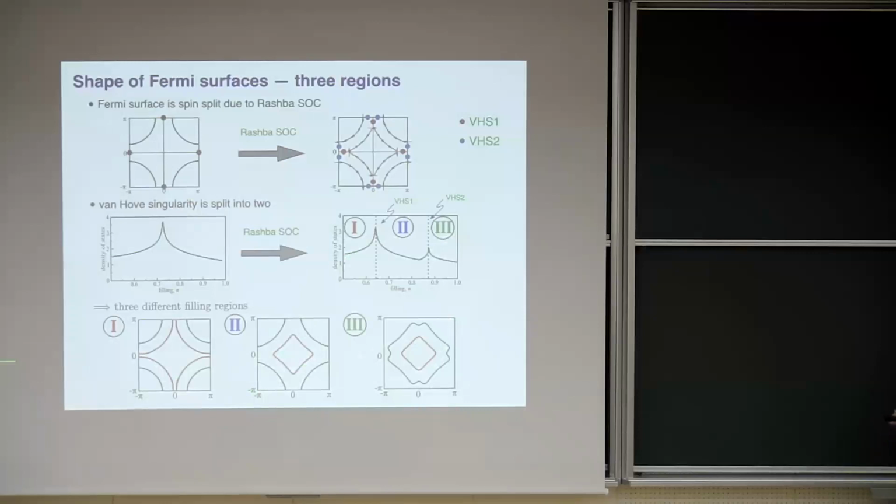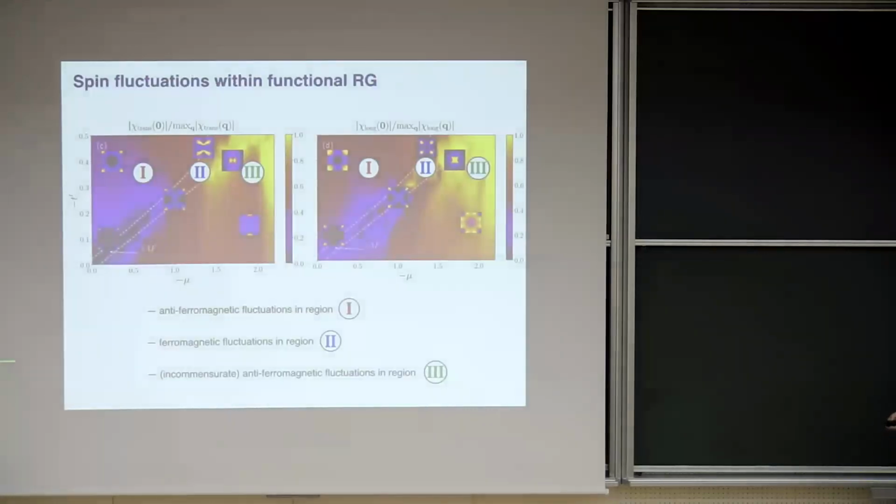Okay, so now we know from a lot of studies in superconductivity, at least in this weak-coupling approach, where superconductivity is driven by fluctuations, that the shape of the Fermi surface plays an important role for the type of superconductivity you expect. We expect from general principles that in these three different regions, we should get very different types of superconductivity. Okay, so to see that, let us first look at the spin fluctuation spectrum.